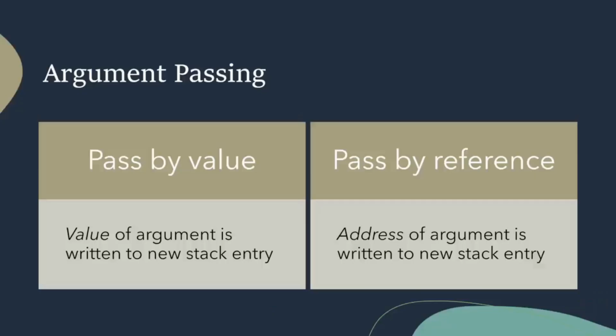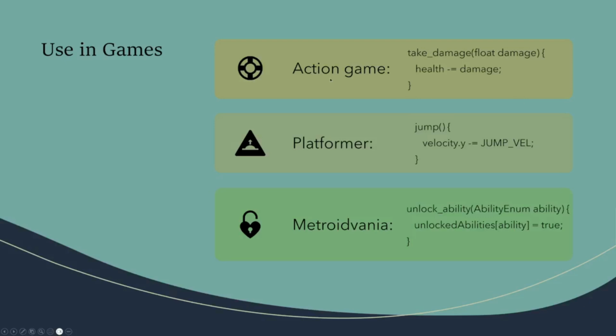So how might we use functions in games? Well, maybe we write an action game. We might have take damage, where we pass in the amount of damage, and then we've got some local variable for health, and we do health minus equals damage, so health equals health minus damage. This is a function that's going to be called all the time. You could call it with a negative damage value if you pick up a health potion, or you might have a separate function for restore health, and health plus equals restore value.